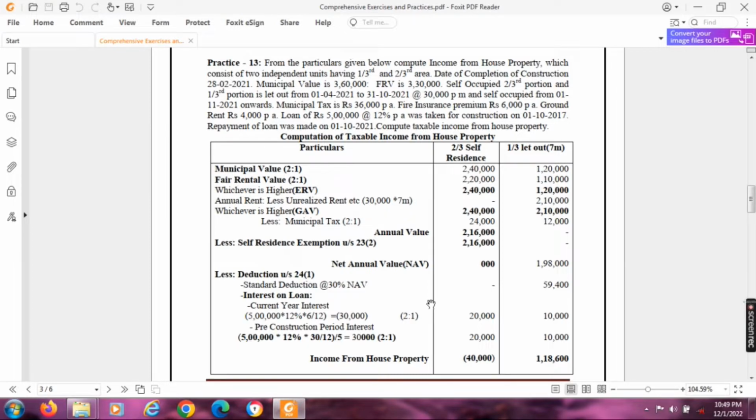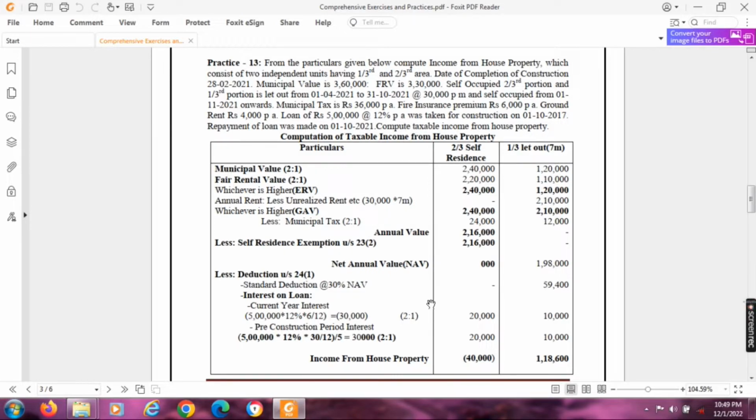So in this year, that loan was utilized only for 6 months, April to September. He settled the loan on 1st October 21. So while computing interest on loan for the current year, we have to calculate interest only for 6 months. Mind it. Let me start the answer.